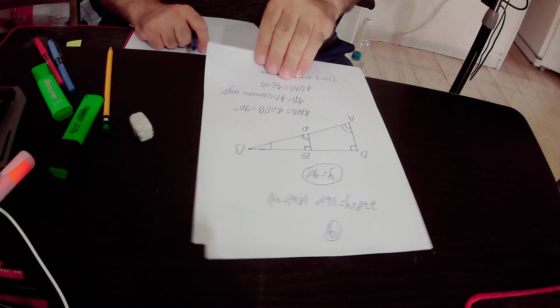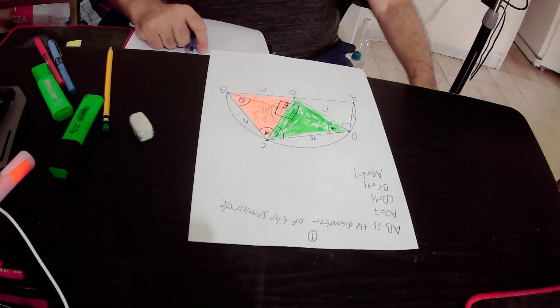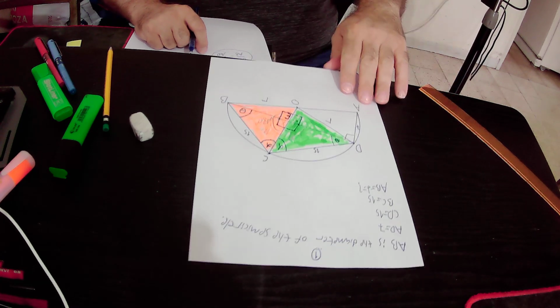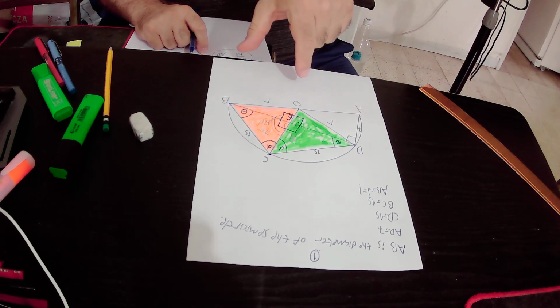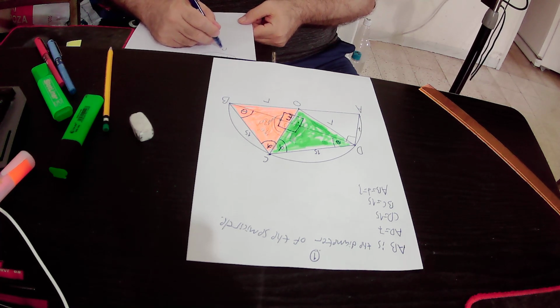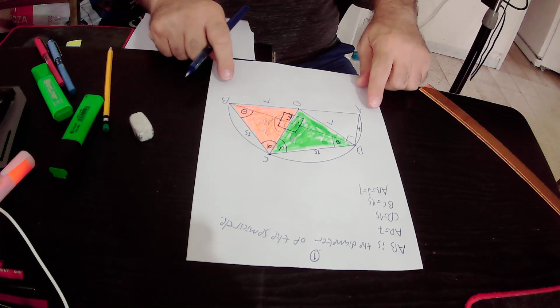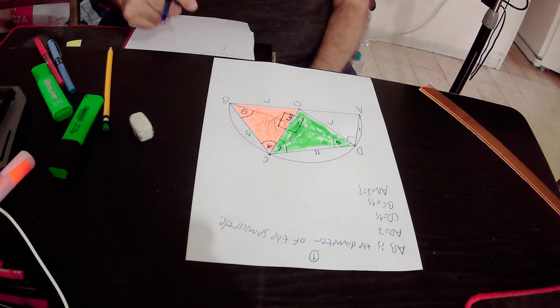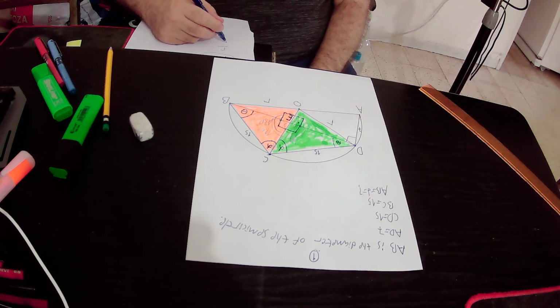Okay, but what is OB? OB is the radius of the semicircle. It equals R, and AB is the diameter of the semicircle. Therefore, it equals 2 times the radius, 2R.